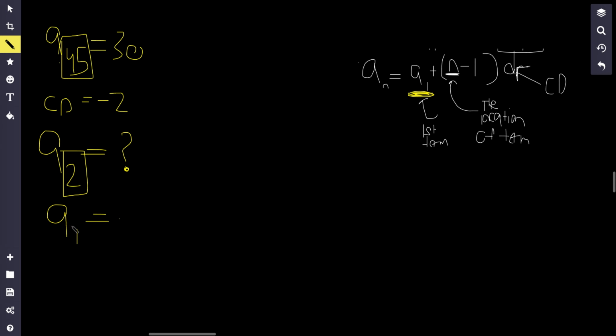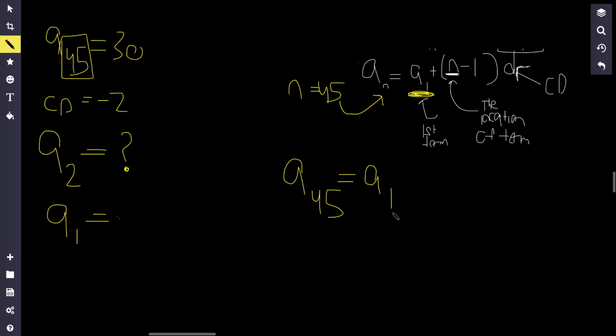Well, in order to do that, you have to find out what the first term is. This is going to be your first step, all right? You have to find out what the first term is first. So in this case, I'm going to plug in n is equal to 45 into my arithmetic sequence. So I'm going to get a sub 45 is going to be equal to a sub 1 plus n minus 1 times the common difference.